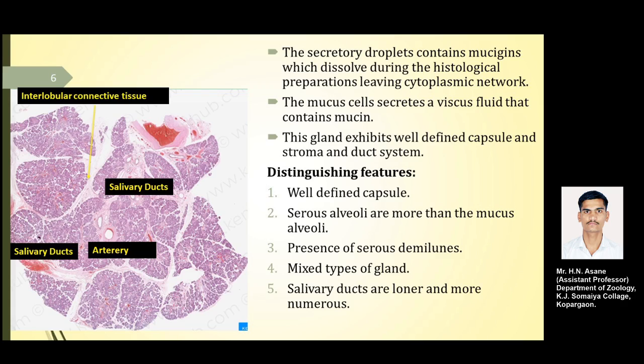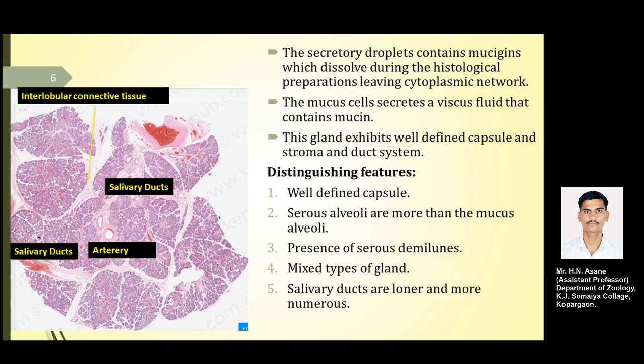The distinguishing features of the submandibular salivary gland are, first, that it has a well-defined capsule. Second, the serous alveoli are more than the mucous alveoli. Third will be the presence of the serous demilunes. Fourth will be the mixed type of the gland. And fifth, the salivary ducts are longer and more numerous.